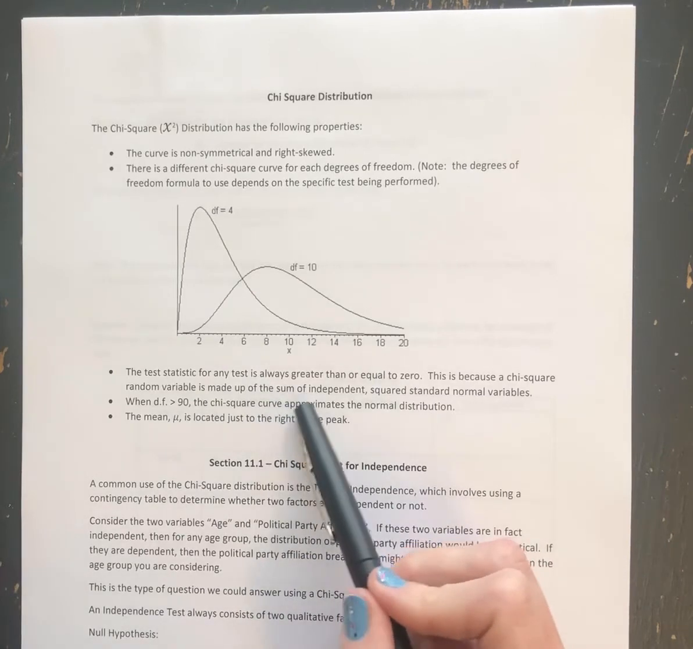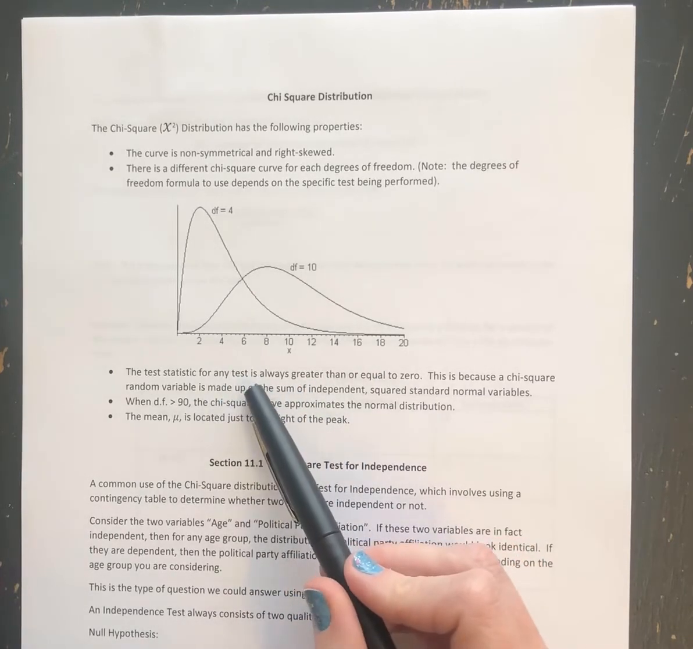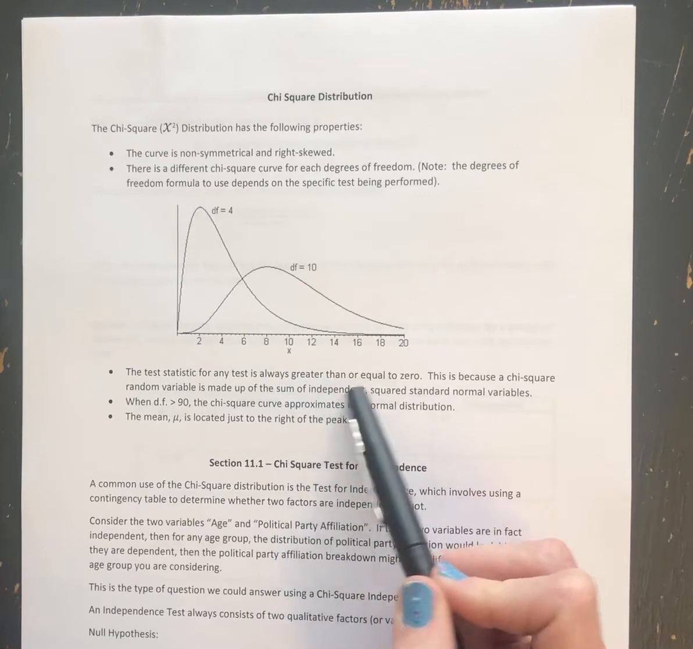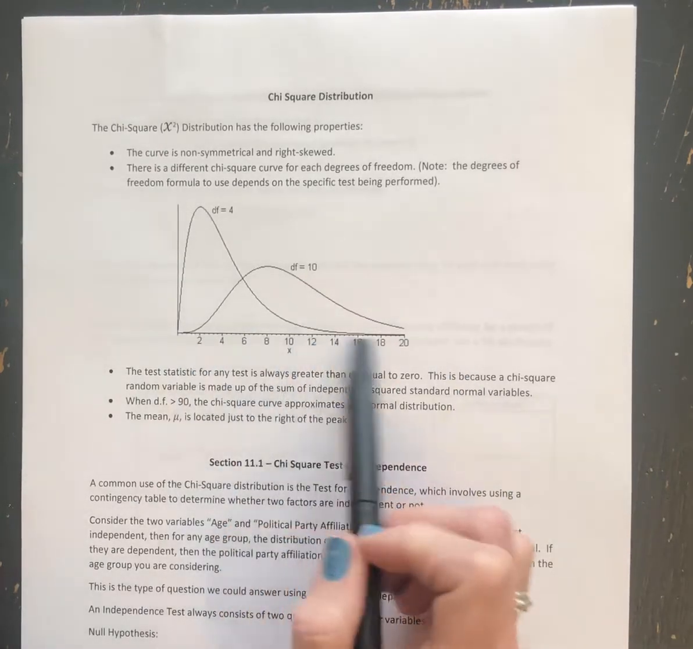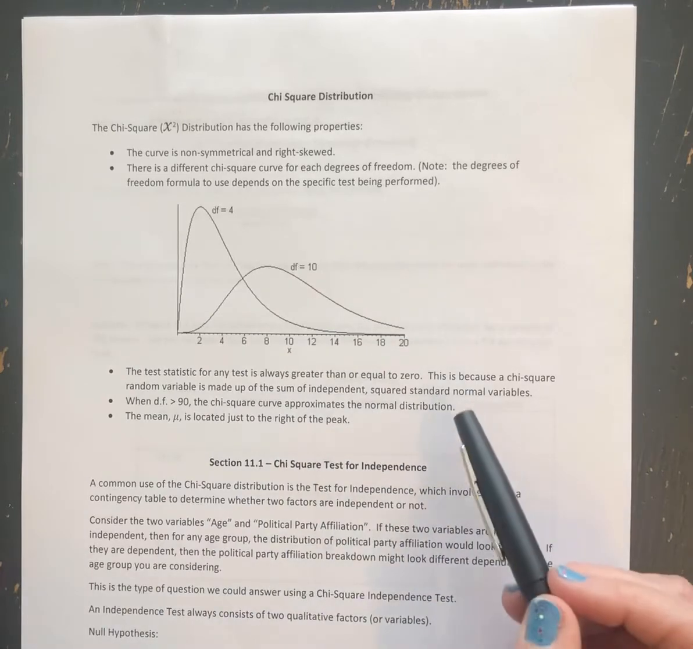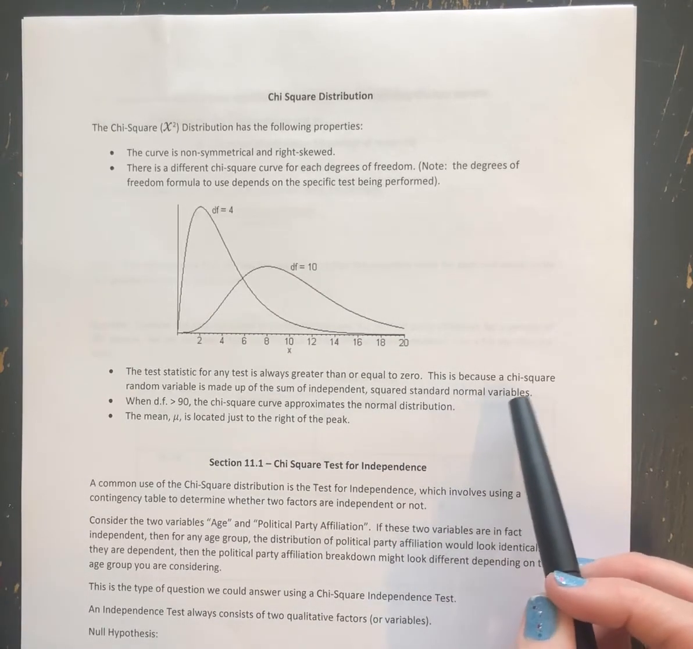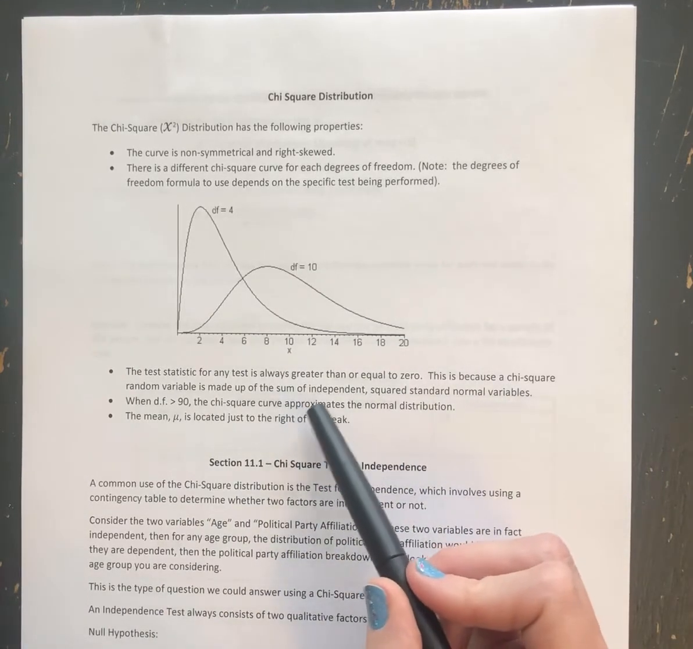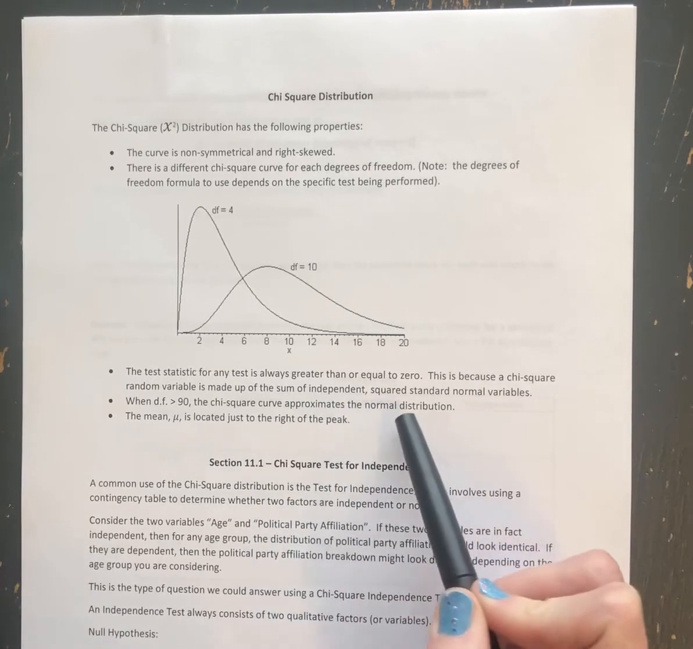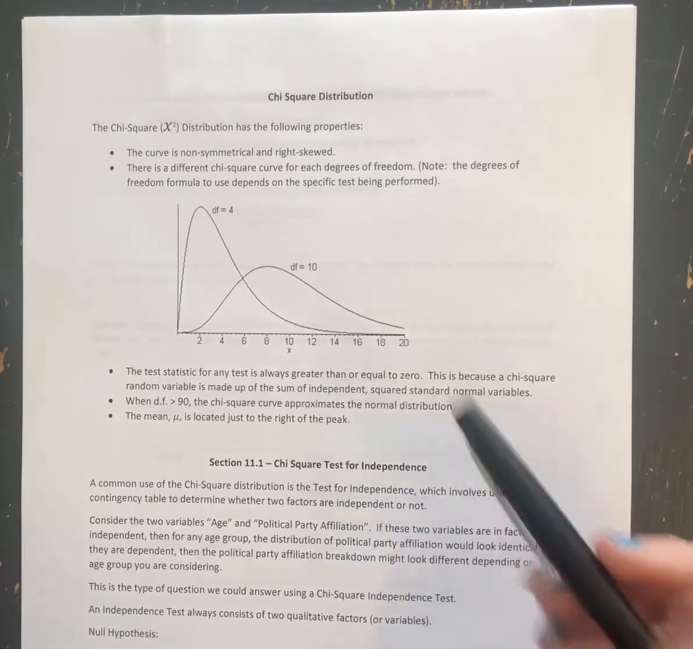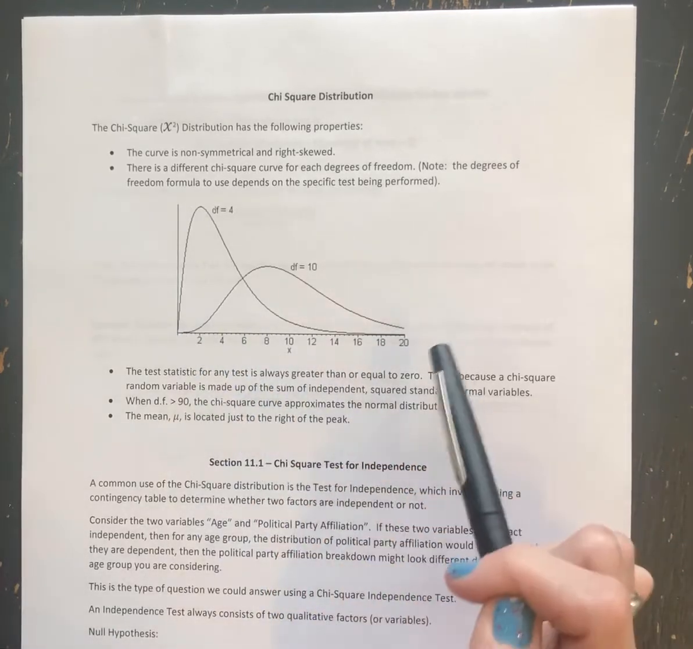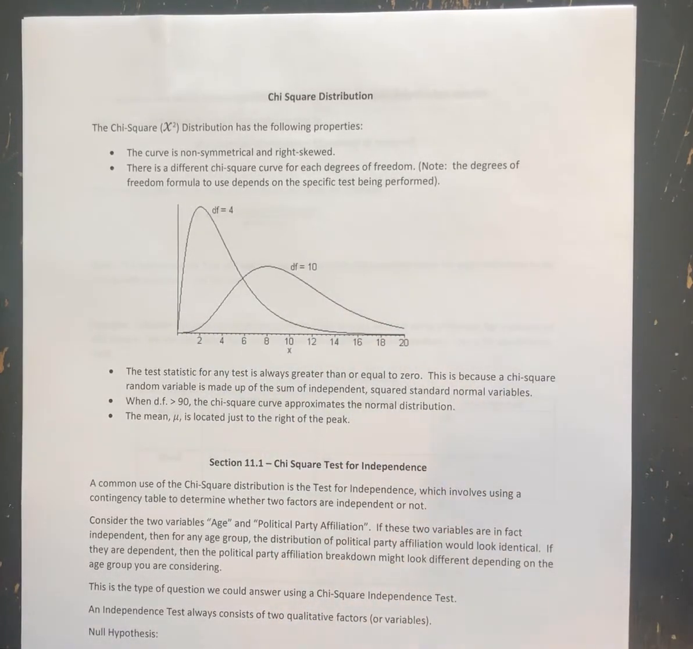The other thing that we need to know here is that the test statistic for any chi-squared test is going to be greater than or equal to 0. You can see we actually have a 0 value here, and we increase to the right. And this is because the chi-squared random variable is made up of the sum of independent squared standard normal variables, and so that sum has to either be 0 or positive. You'll see those sums appear as we go through our examples later.